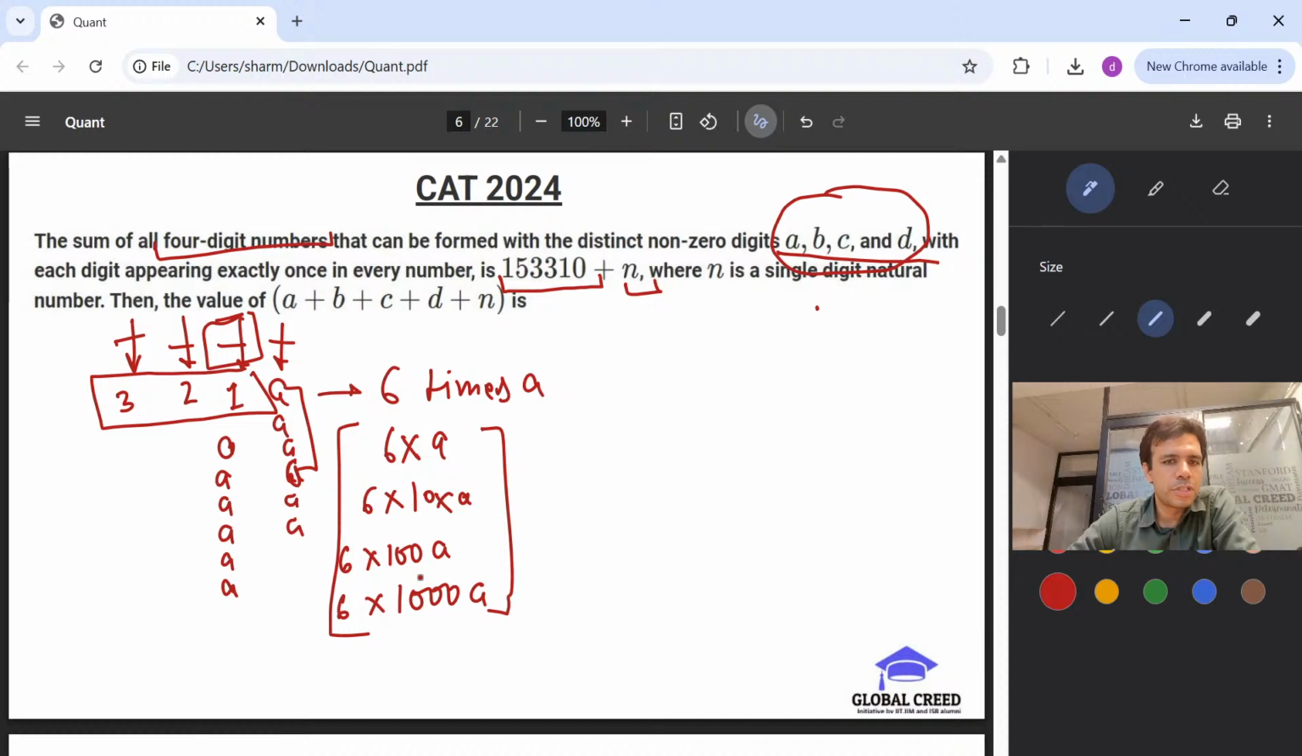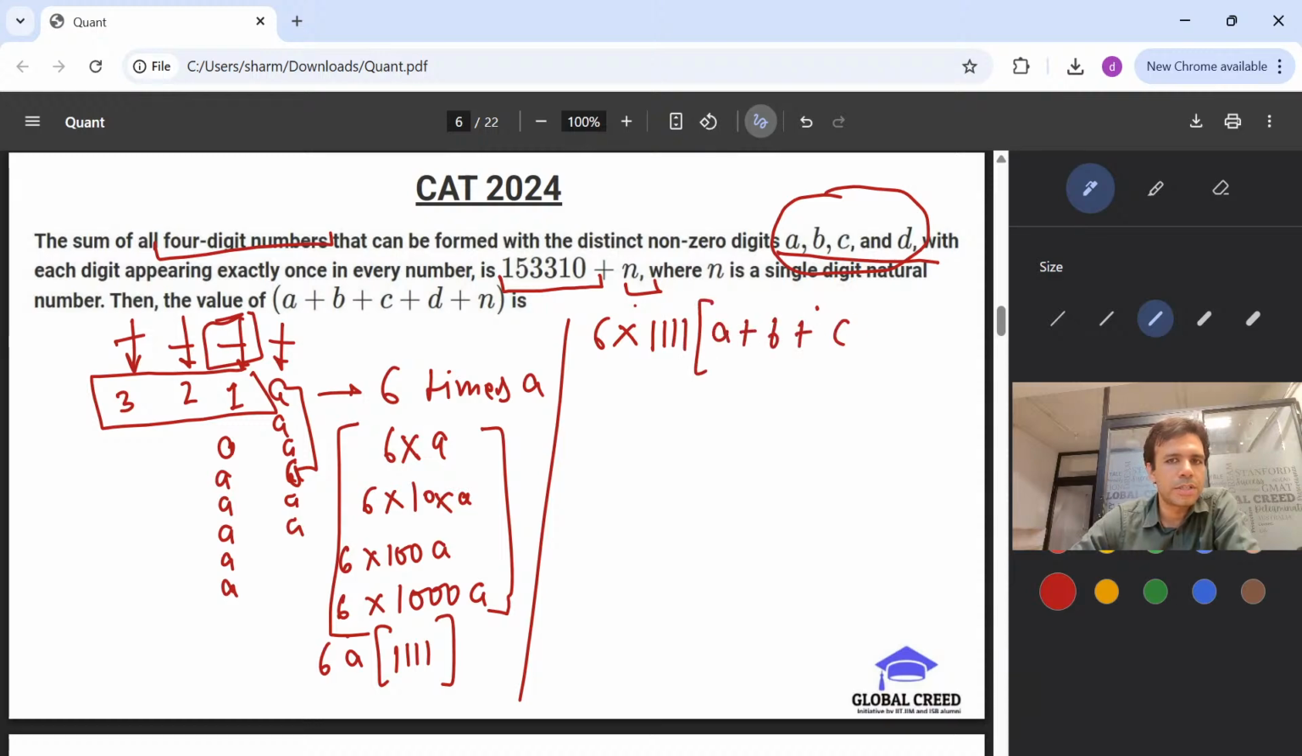So if you see this thing, if I take 6 common and A common, you will end up getting 1 1 1 1. So that basically tells me that if I have to take for all of them, it would be 6 times of 1 1 1 1, and you will have A plus B plus C plus D, because all of them will come once at each of the positions and 6 times at each of the positions. Now this number is given to you equal to 153310 plus n.